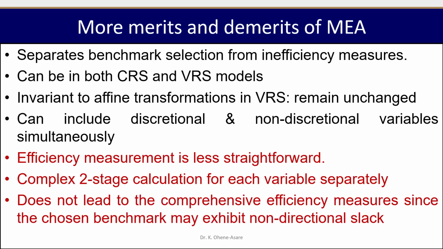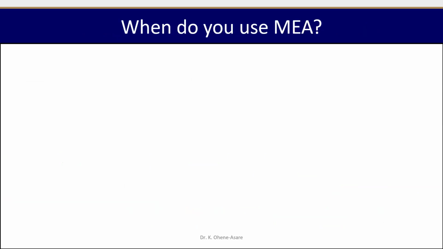And the reason why it was tough is because the chosen benchmark may exhibit non-directional slacks. And if it has non-directional slacks, you have to capture that. But here, using the SBM approach, which you will see very soon, we are able to capture all of that.